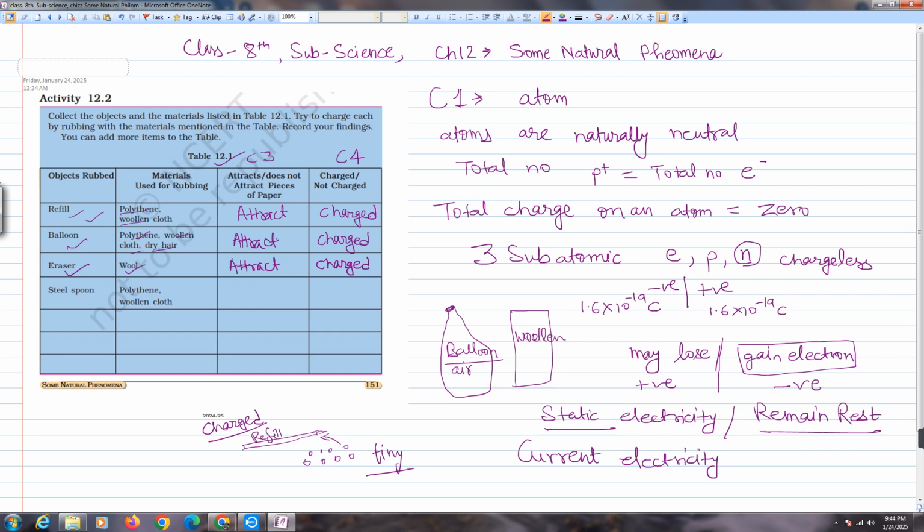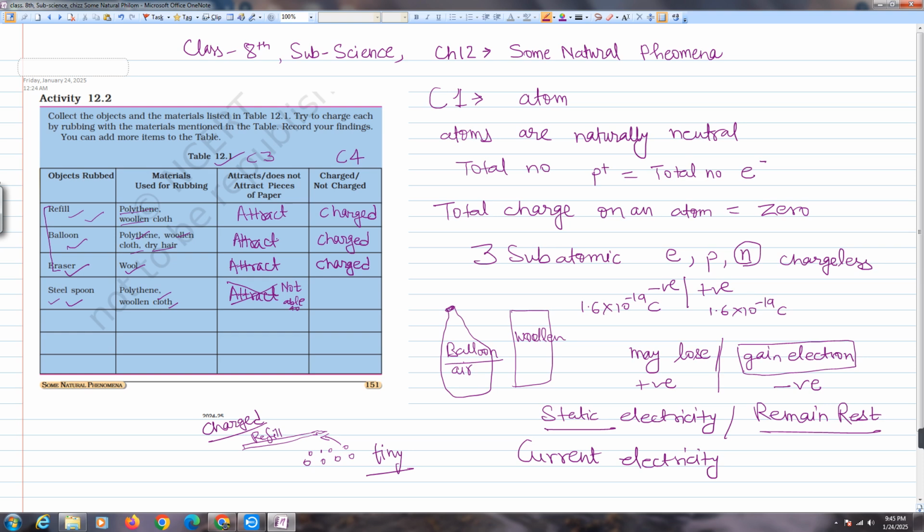The next point is steel spoon. Now here these three materials are insulators and the steel spoon is a conductor. Whenever we are rubbing the steel spoon with polythene and woolen cloth, the steel spoon will not be able to attract these tiny pieces of paper, correct? Why? Because it is metal and on it charge cannot be at rest, because through metal charge can easily flow. So whether the steel spoon will attract? No. You will write here no, not able to attract, correct?